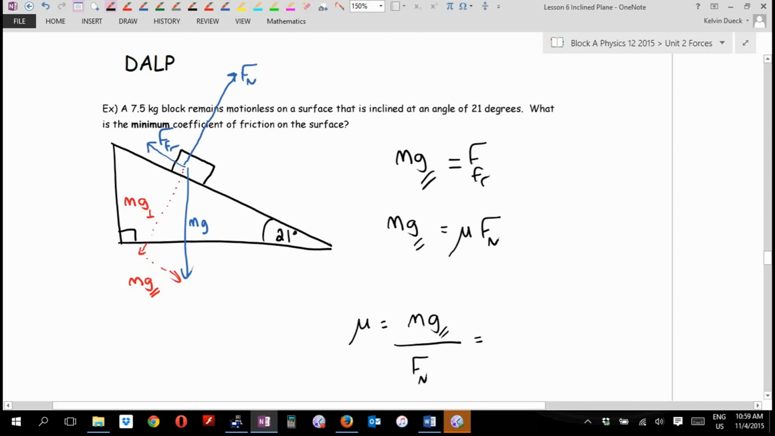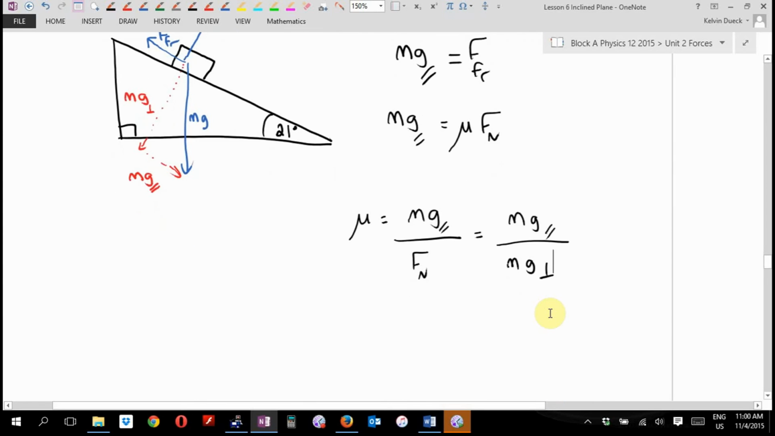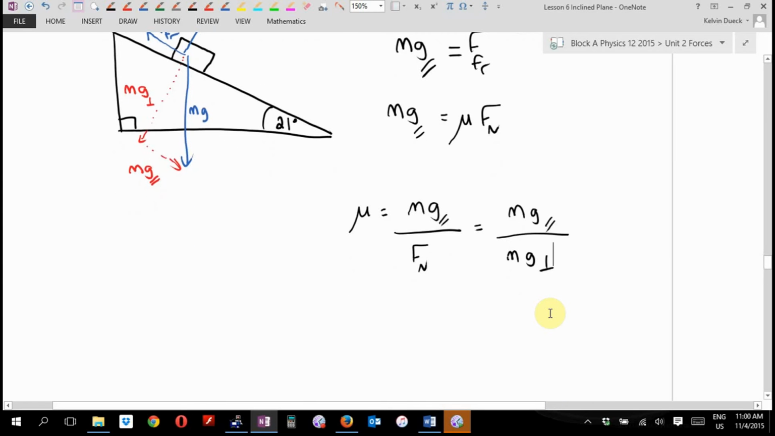Oh, but look. I know another force the same size as the normal force. Which force is the same size as the normal force? So I'm going to get mg parallel all over mg perpendicular. Okay. By the way, I think the m's cancel, but I know some kids like to keep that mg parallel term. Oh, you know what? It's going to be mg sine theta all over mg cosine theta. Oh, of course it is.